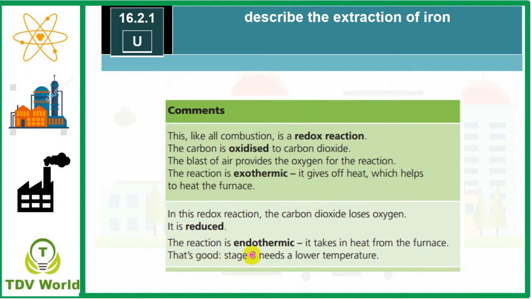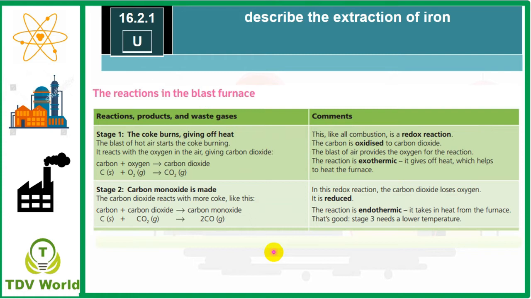The reaction is endothermic. It takes in heat from the furnace. That's good. Stage 3 needs a lower temperature. Okay, this reaction is endothermic. The first stage was exothermic and the second stage is endothermic. So this is it all about stage 1 and stage 2. I have displayed everything, the reactions as well as comments. So pause the video, read it and jot down these points.